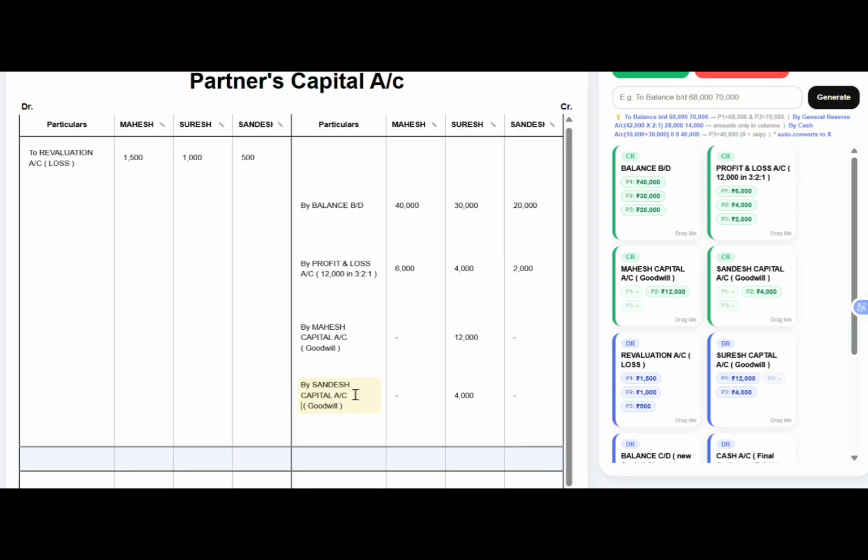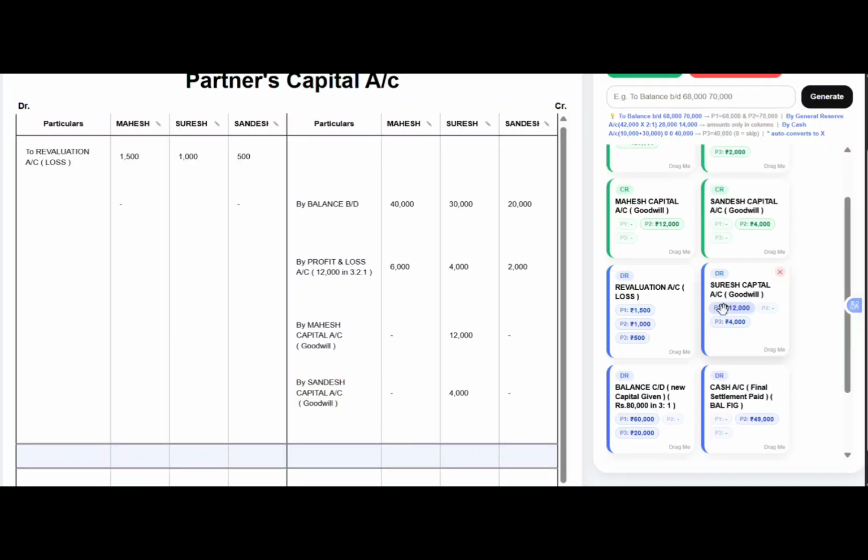Therefore, we will write it on the debit side as to Suresh's capital account. That is the goodwill which is to be contributed by Mahesh and Sandesh for Suresh. That is 12,000. We will deduct it from Mahesh's capital account, and 4,000 we will deduct it from Sandesh's capital account. So the entry comes on the credit side as well as on the debit side.